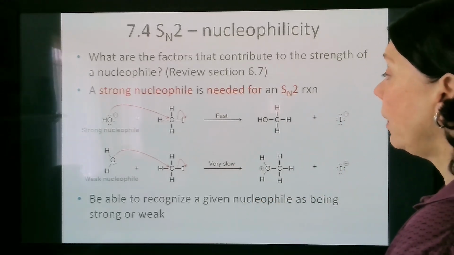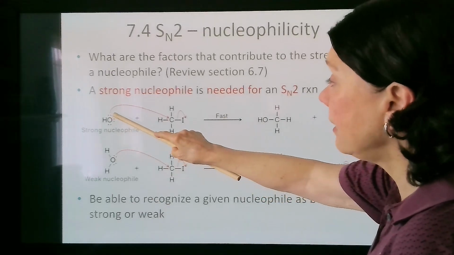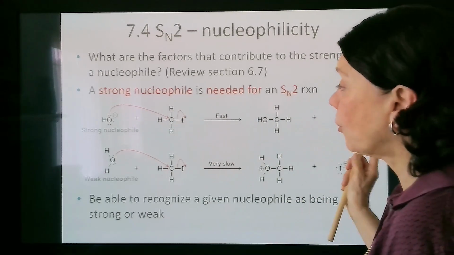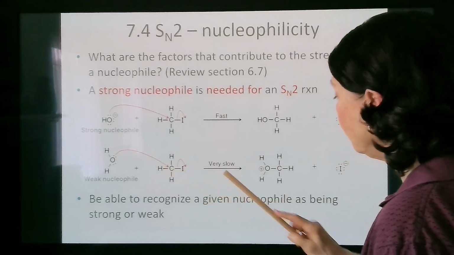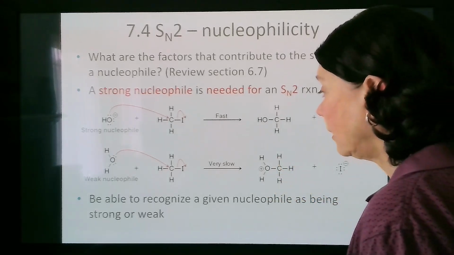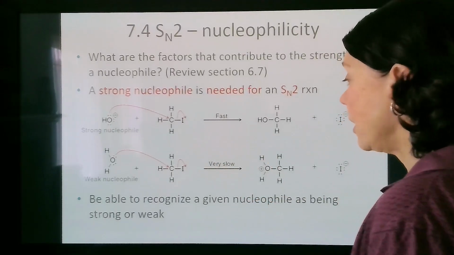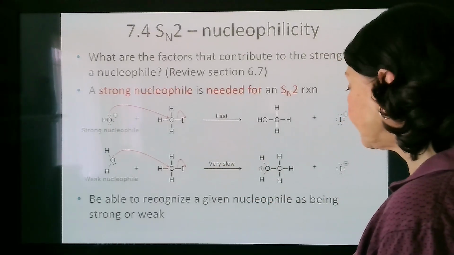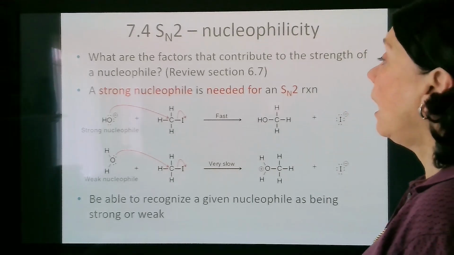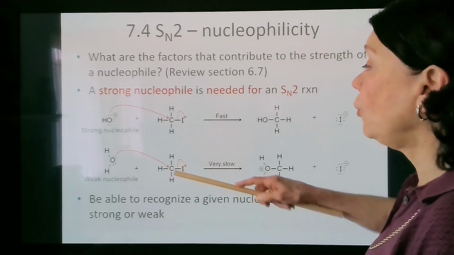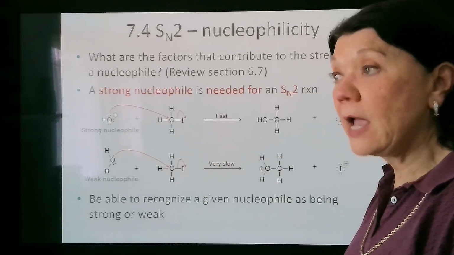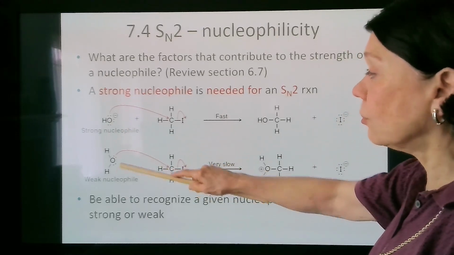And this is a very slow reaction. You'll notice that you start out with an anion, you wind up with an anion in the product. Here you start out with two neutral molecules, you wind up with a cation and an anion in the product. So indeed, this is going to be a slow reaction. And this is true generally. If you have a charged nucleophile, it will react faster than a neutral nucleophile.